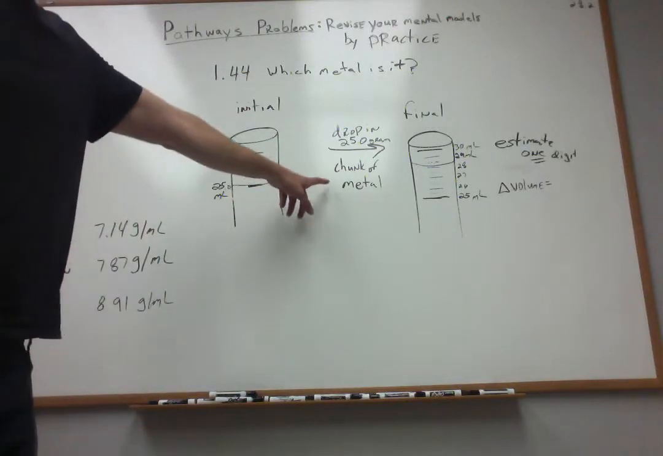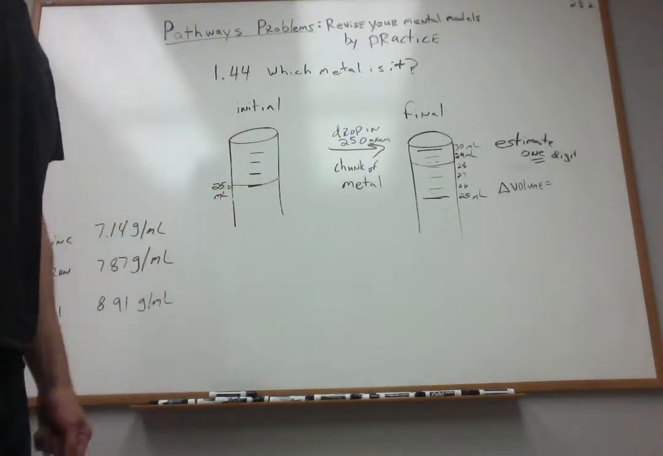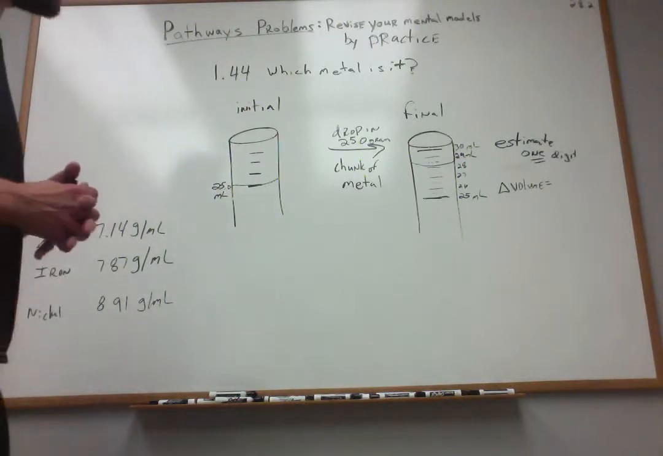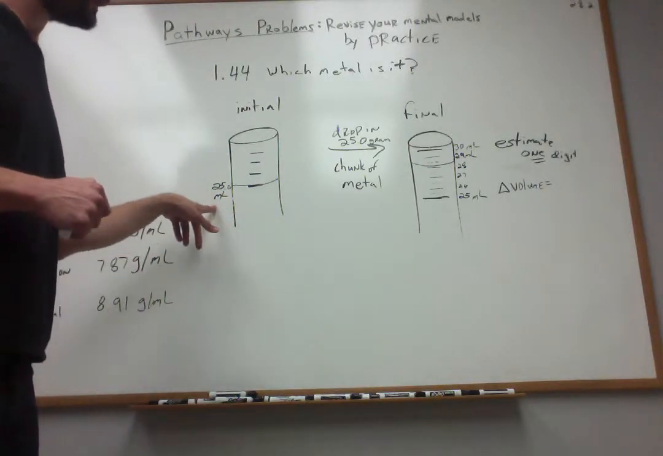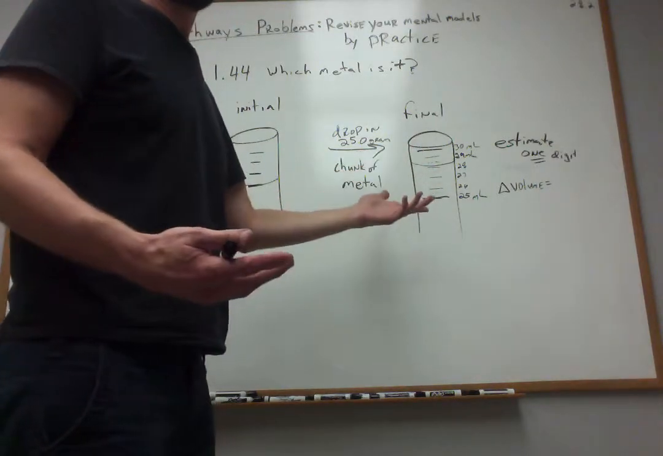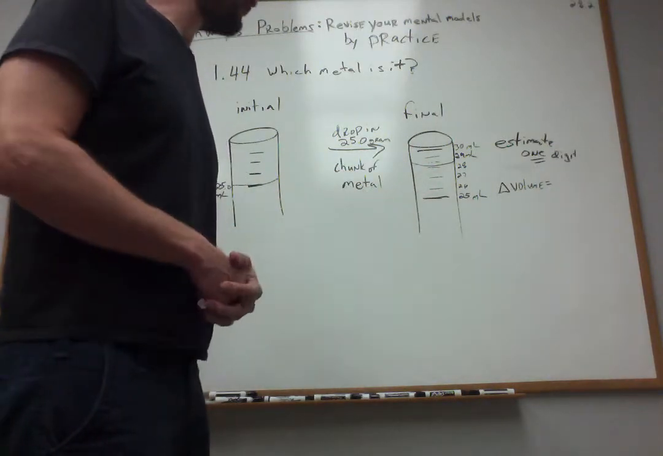And then you're going to drop in a chunk of an unknown metal. Now that metal is either going to be zinc, iron, or perhaps nickel. Each of these metals has its own corresponding density in grams per milliliter. Of course, these are physical properties of these different metals. So the hope is that we can measure the density in the experiment and figure out which metal it is, even if we don't know. So the initial volume is 25. We drop the chunk of metal in, and the volume increases. And this is because, of course, the metal takes up some volume.